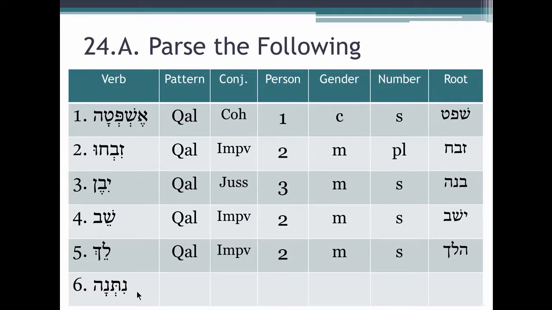And with natan, the nun will assimilate into the tav after a vowel sound. But then you say, well, if the nun's assimilated, what's the nun doing out here? Well, that's because we have a prefix. This is a nun prefix.